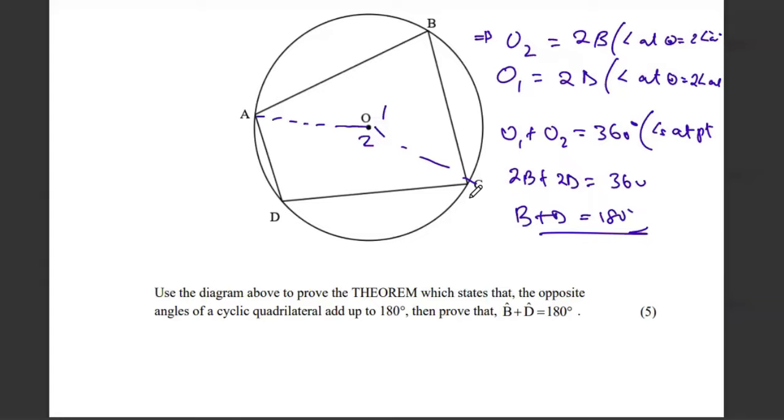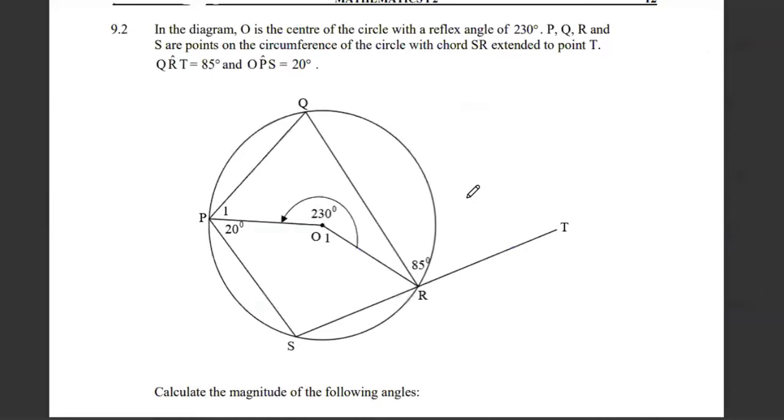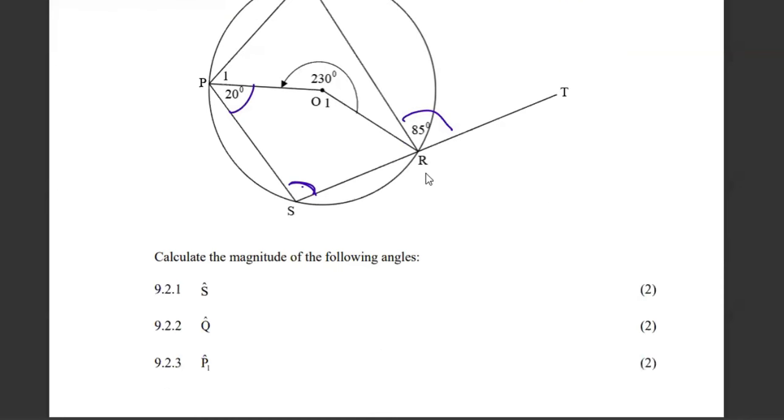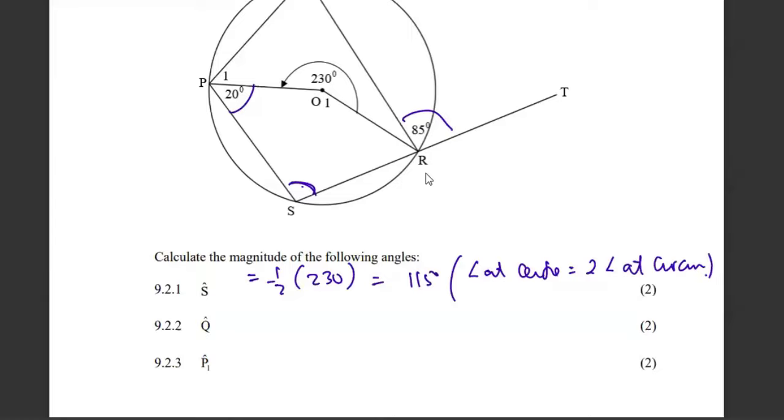Okay. And then 9.2, in the diagram, O is the center. We have a reflex angle, which is 230. And then PQR, a point on the circumference, extended, QRT is 85. Okay, OPS is 20. Then calculate the magnitude of the following angles. They want the size of S. So we know that S is the angle at the circumference, so it needs to be half of 230. So half of 230 becomes 115. Reason, angle at the center is twice angle at the circumference.